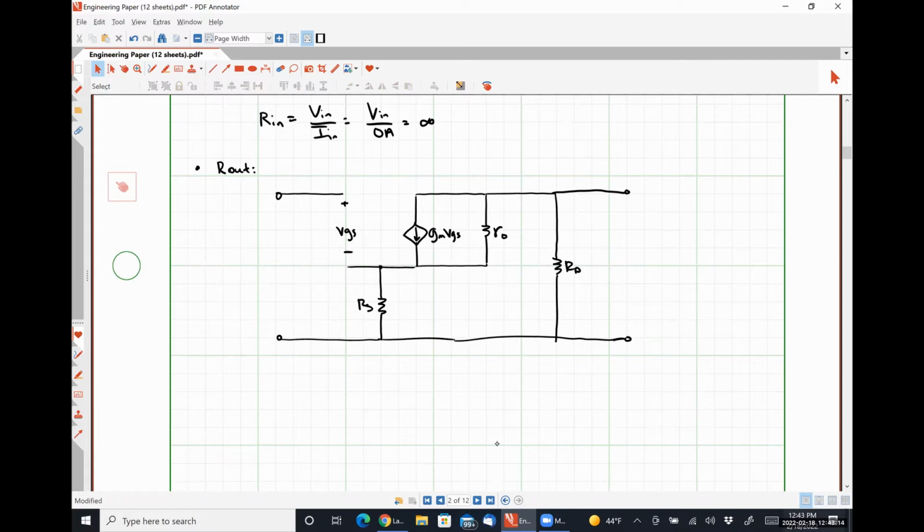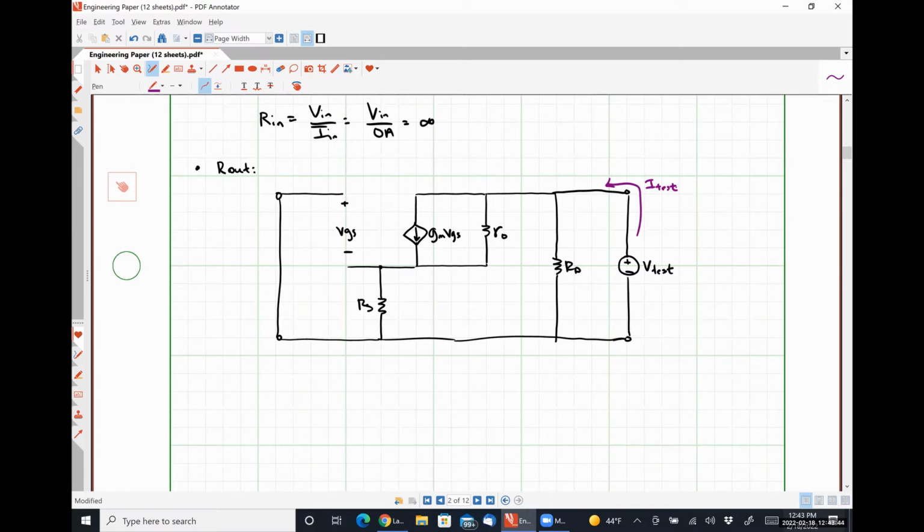So to determine my output impedance, I'm going to short circuit my input terminals, and then I'm going to apply a voltage drop, V test, here, and I'm going to measure this current, I test.